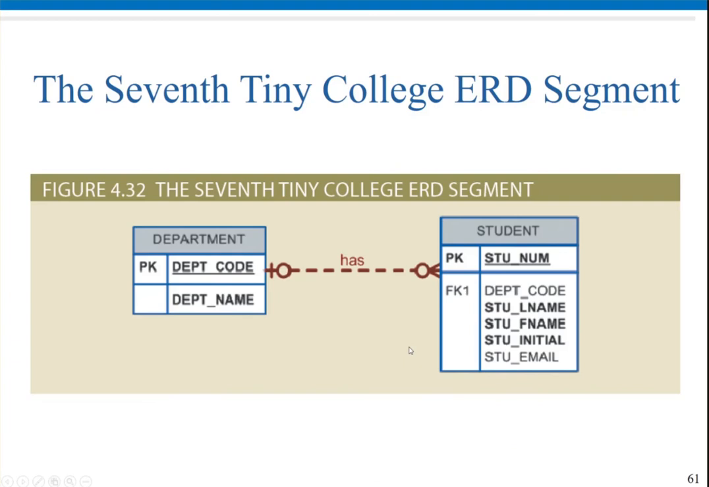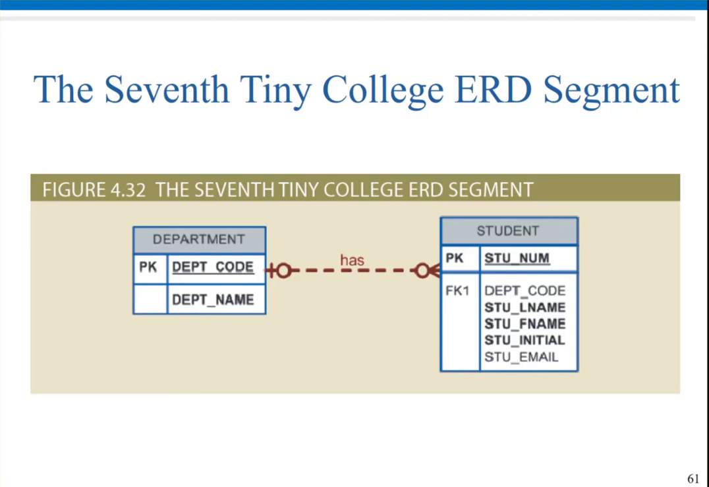Okay, now we have the 7th segment in here, and we have department and student. Now, in this particular case, think of department really as major. A student may have only one major, but at this particular case, he's not declared his major. Therefore, it's 0 to 1. The business rules determine that. It could be 1 to 1. Maybe a student, before he's allowed to enroll, has to declare his major.